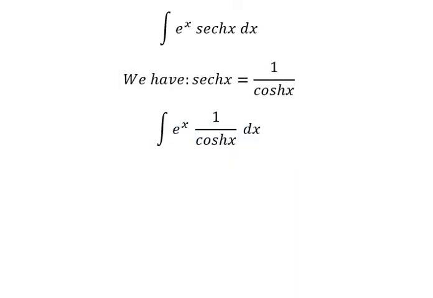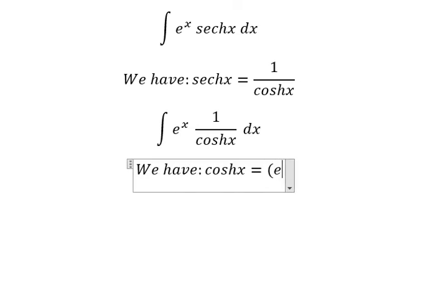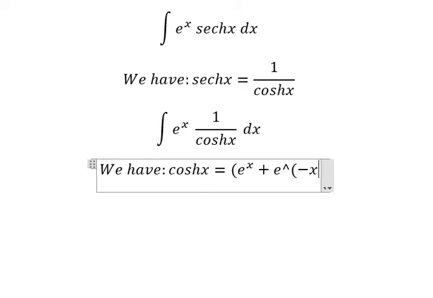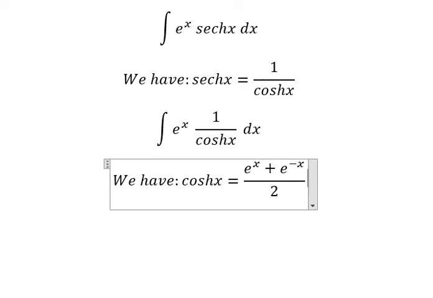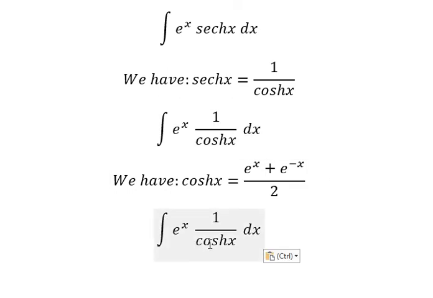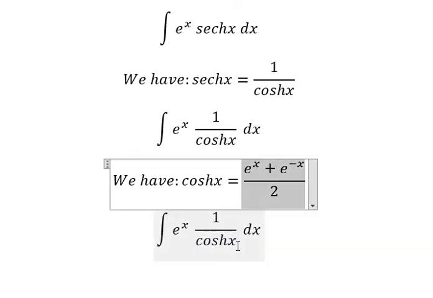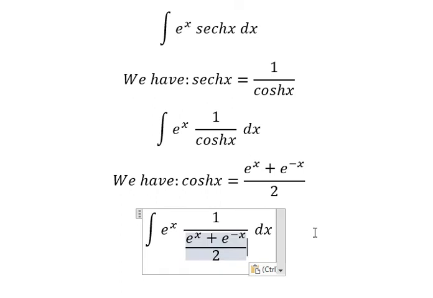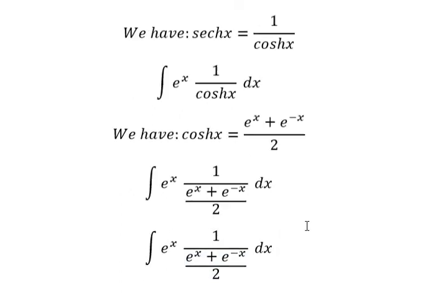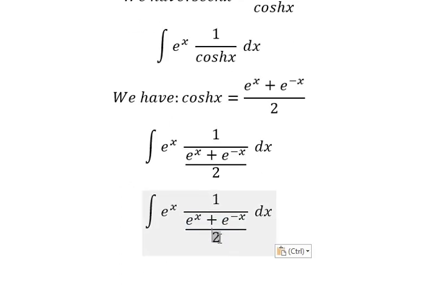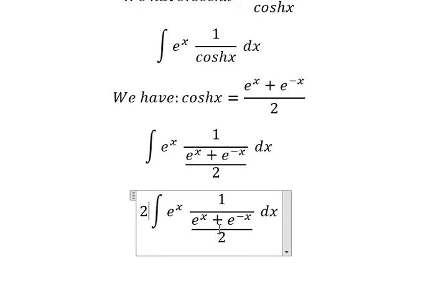Next, we have the second formula in here, that is about cos s equals to e to the power of s plus e to the power of negative s over number 2. That means we need to transform this one into this one. So, number 2 I will put into numerator, and we have number 2 in here.